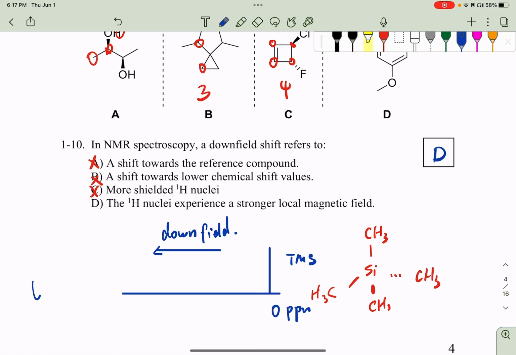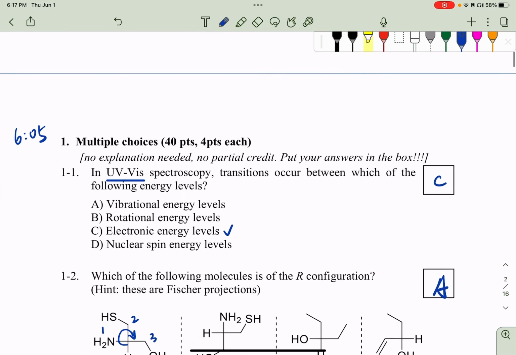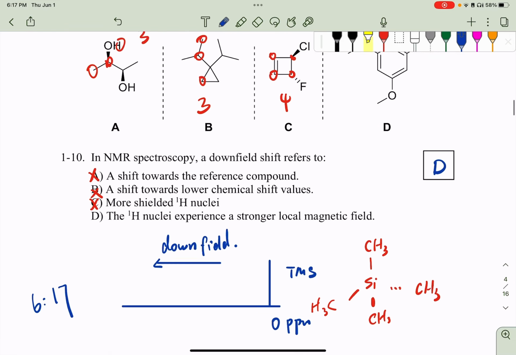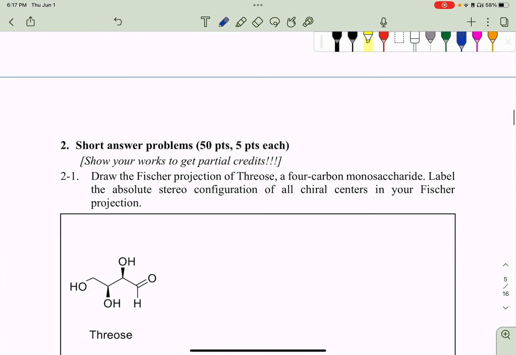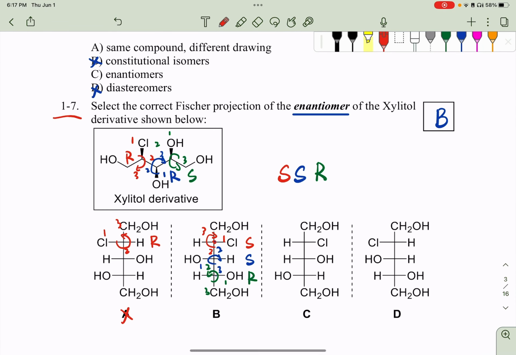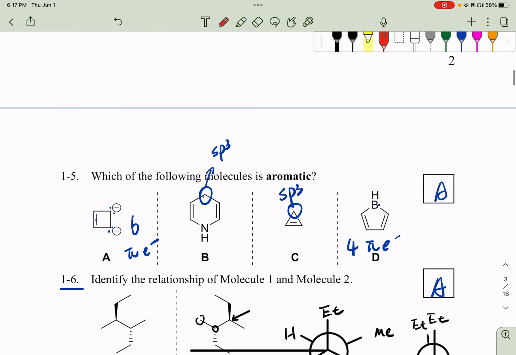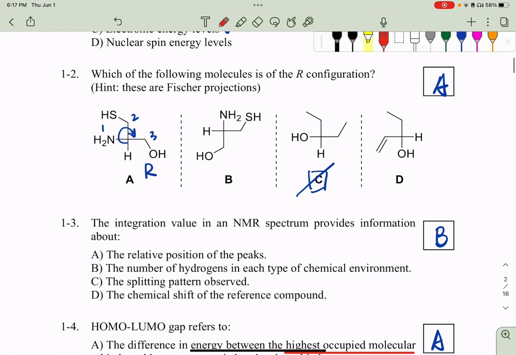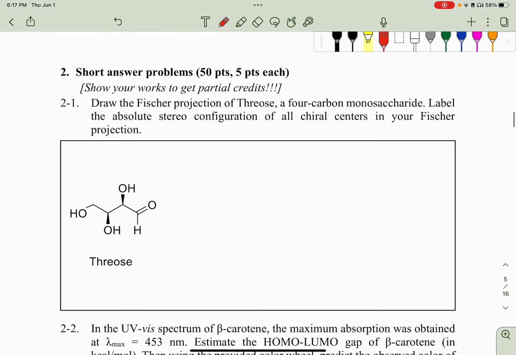How's my timing? I'm at 6:17. All right, so we spent about 12 minutes on the multiple choice. We're doing okay on the timing, so let's just keep coming back. And keep in mind, we have some problems we might want to come back and revisit. Like, for example, this one, you can check the C and D later on. And for some of the problems like 1.2, you can check the B and D later on as well. But let's just keep going.